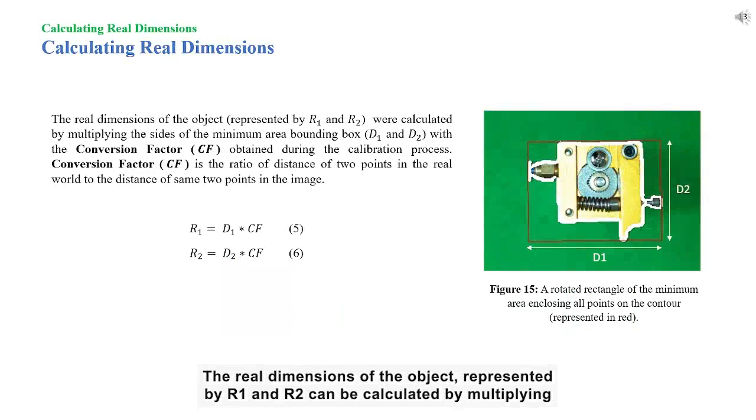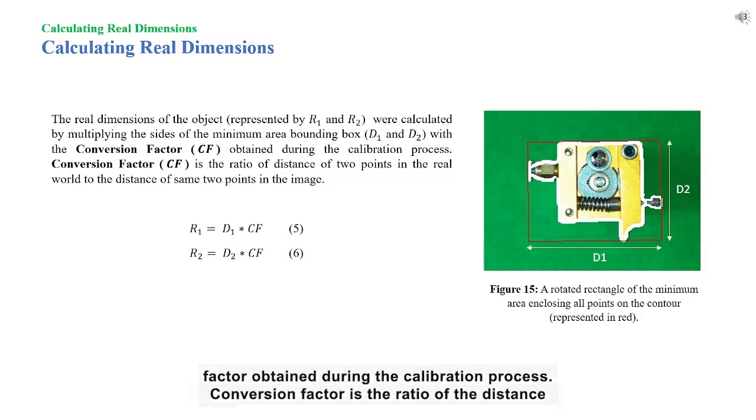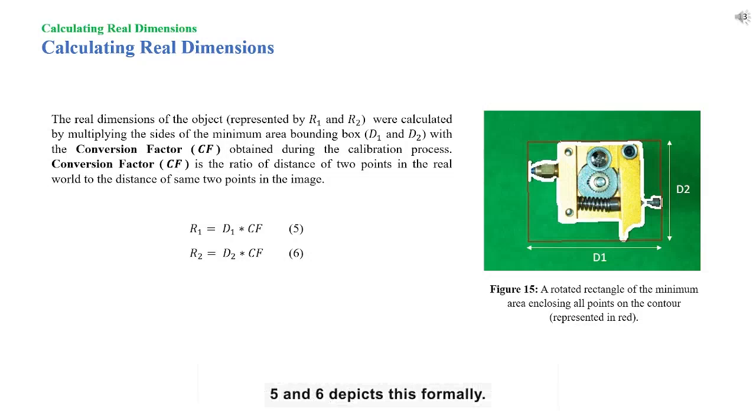The real dimensions of the object, represented by R1 and R2, were calculated by multiplying the sides of the minimum area bounding box, represented by D1 and D2, with the conversion factor obtained during the calibration process. Conversion factor is the ratio of the distance of 2 points in the real world to the distance of the same 2 points in the image. Equation 5 and 6 depict this formally.